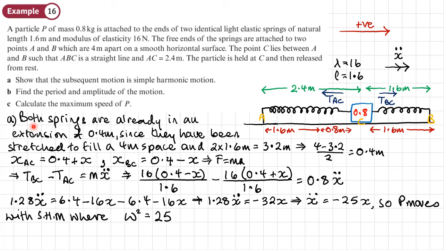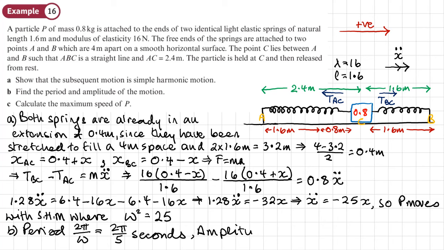So moving on to part B, find the period and amplitude of the motion. Part B, so we know that the period of the motion is 2 pi over omega. Omega squared, we said was 25, so omega is 5. So that's just 2 pi over 5 seconds. And the amplitude of the simple harmonic motion, that's going to be just 0.4 meters.